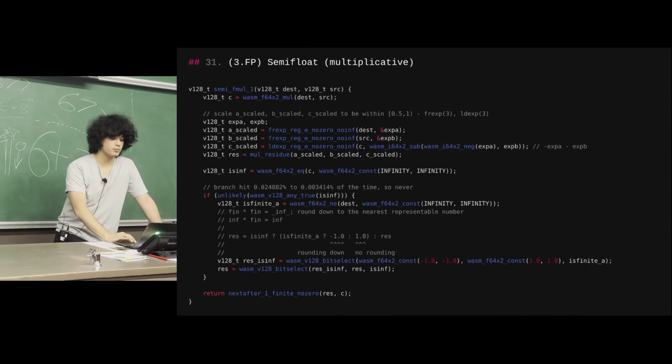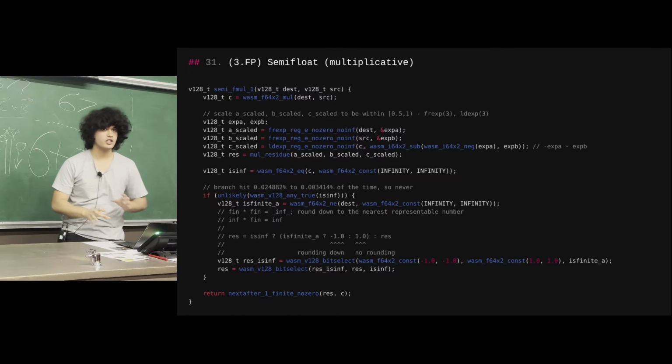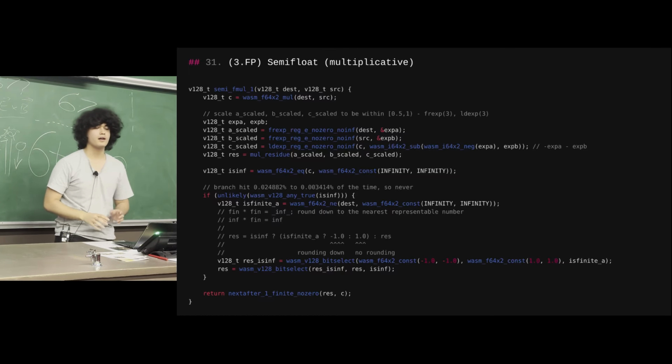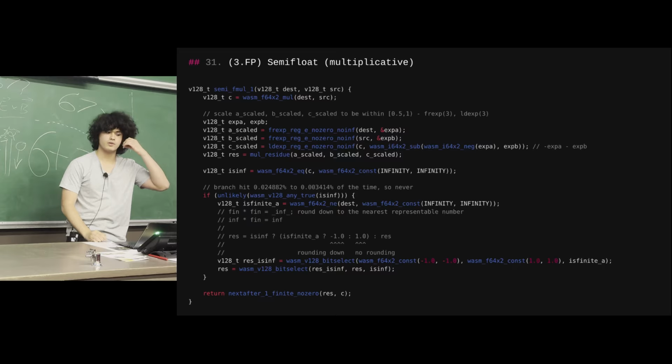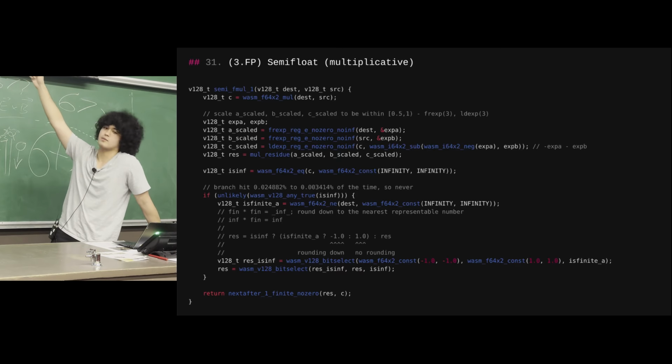So we'll take a look at multiplication. So this is the Semifloat implementation of multiplication. So it's structured very similarly to the Semifloat version with addition. So I'll just go through the parts. So the top is the same. You just calculate the multiplication.